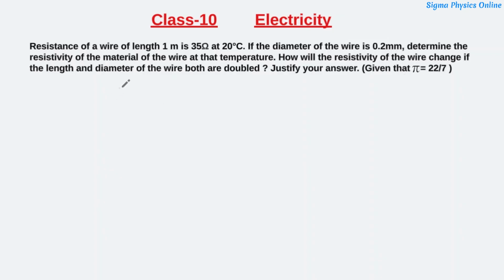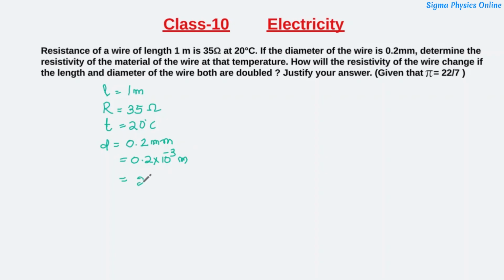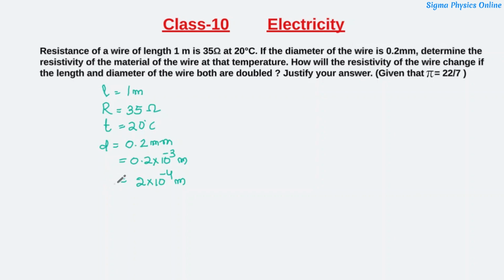Alright, so let's first write down what all is given. The length of the wire is given as 1 meter. Then the resistance is given as 35 ohm. Then the temperature given here is 20 degrees Celsius. Now the diameter of the wire is 0.2 millimeter, which is 0.2 into 10 to the power minus 3 meter, which is 2 into 10 to the power minus 4 meter. So this is your diameter.